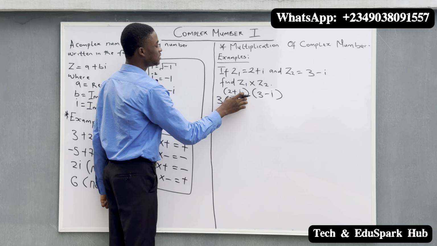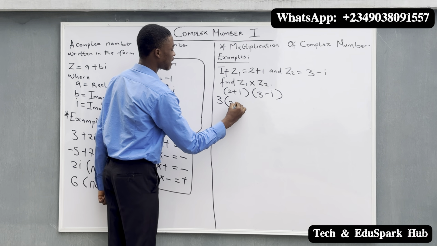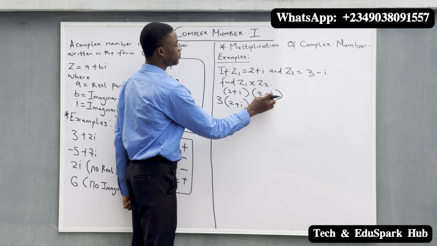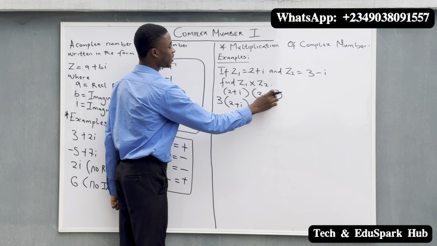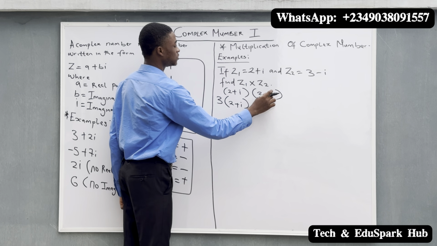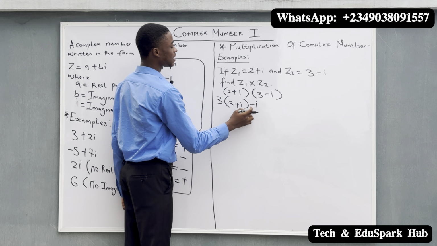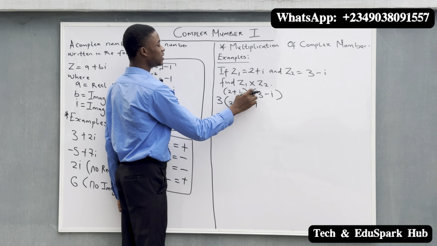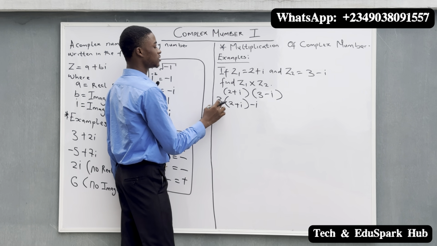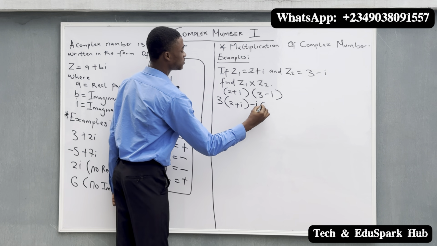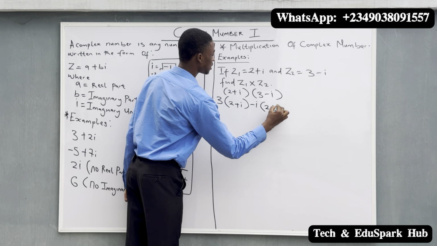So bring what is in this first bracket, which is 2 plus I, close the bracket, and also look at this second bracket again. Bring the second part that is in this bracket, which is minus I. You can see we put the minus here because it is carrying a sign, but this is carrying a positive sign, and that's why we don't put any sign here. So we have minus I, open bracket, bring what is in the first bracket in this bracket again. We have 2 plus I.